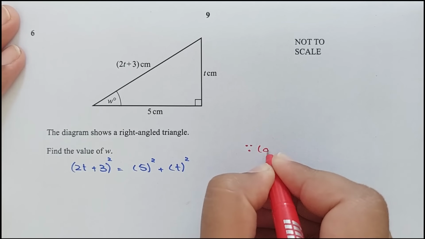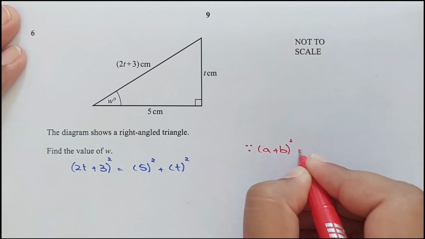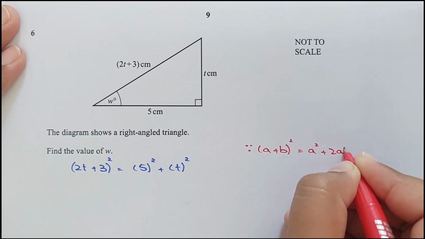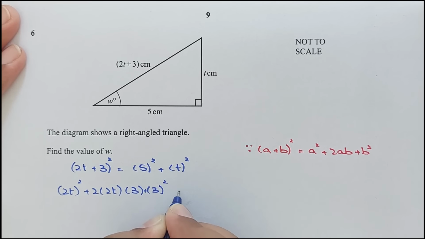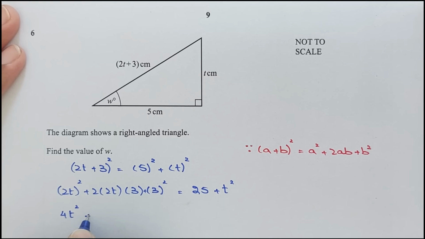We have a formula (a plus b) whole square equals a square plus 2ab plus b square. This formula I'm applying over here. A is my 2t and b is my 3. So we can say (2t) whole square plus 2 into 2t into 3 plus 3 square. 5 square is 25 plus t square. This is 4t square. 2 times 2 is 4 and 4 times 3 is 12. So it is 12t plus 3 square is 9 minus 25 and minus t square.